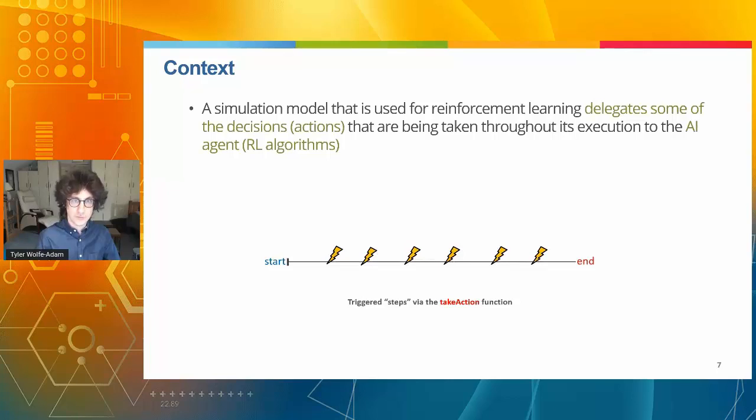So in contrast, when it comes to reinforcement learning, the interaction is happening within a simulation model. You have to kind of take away the experiment using it as a black box. So with reinforcement learning, you're delegating some decisions, which we call actions, that are happening throughout the model's execution to the AI algorithms. And this is triggered via a function, which is part of the experiment, called take action.